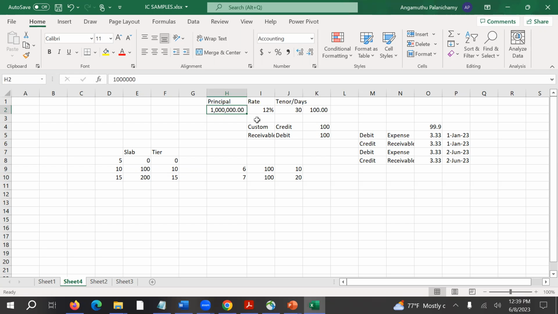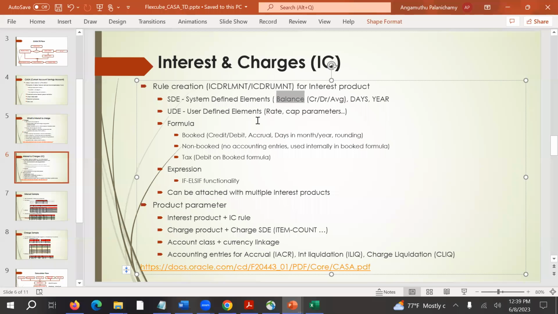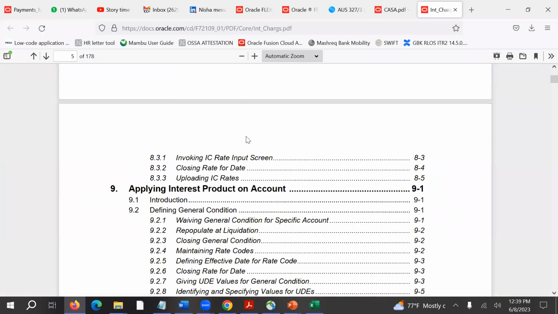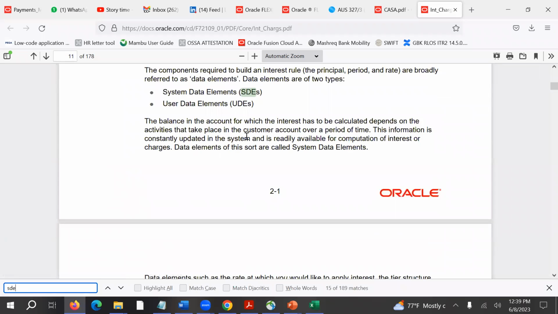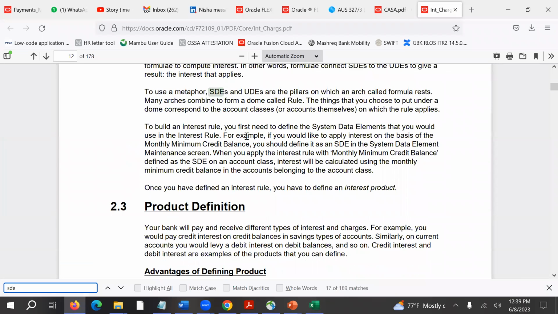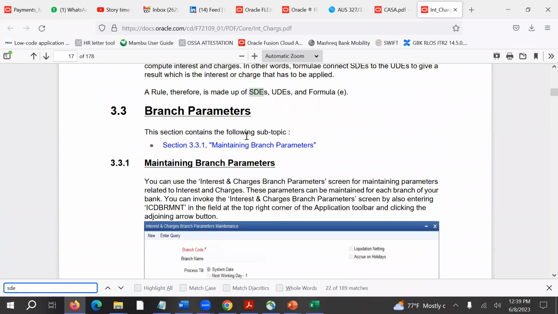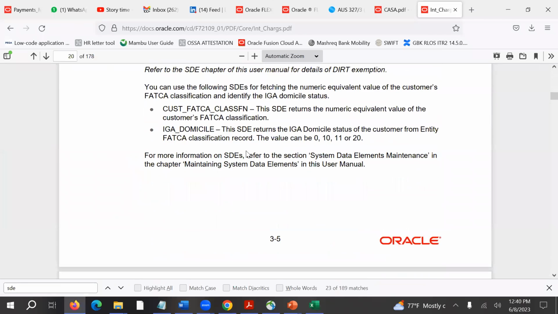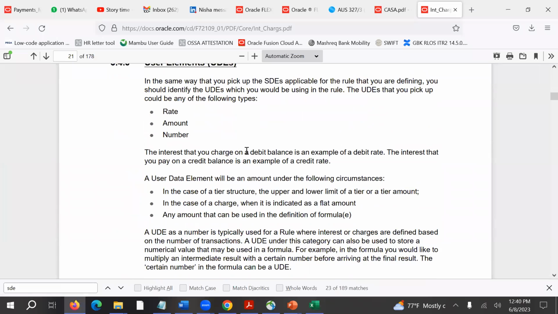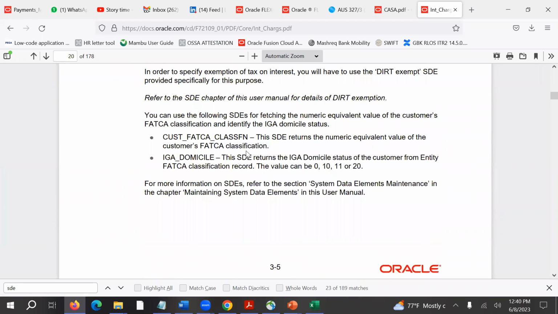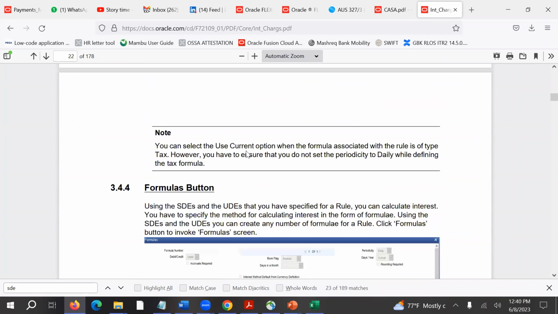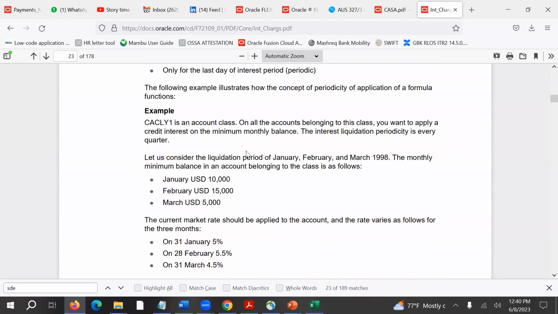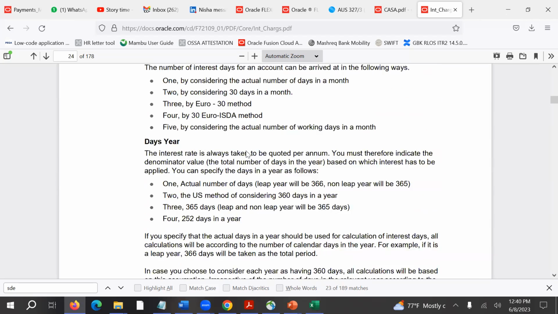So the system is giving multiple SDEs to give the balance based on your need. Okay, I'll give you some sample elements. You have value dated balance, you have booking date balance, and then you have average balance. So like that.